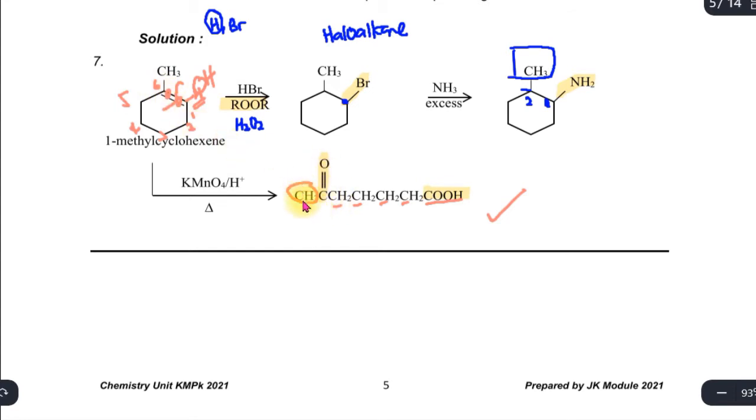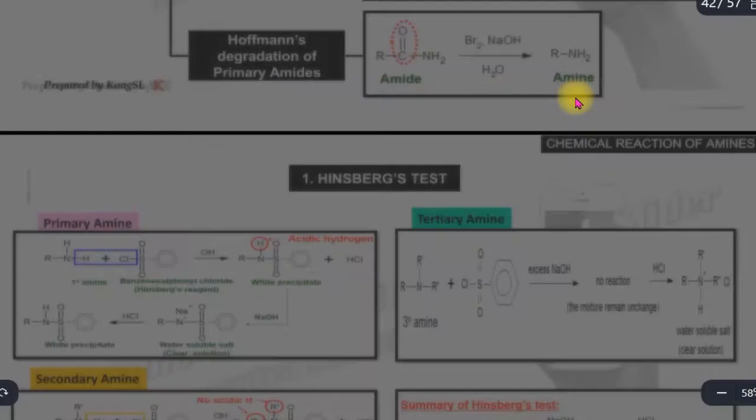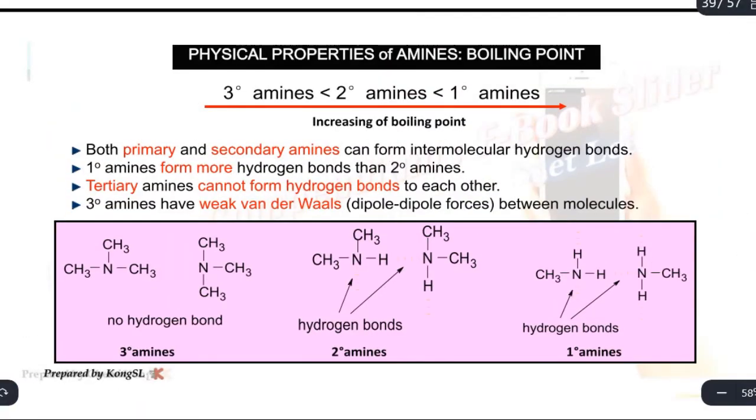So for oxidative cleavage using KMnO4, we have to check: after forming the C double bond O, is there any hydrogen attached to that carbon? If yes, it will continue to oxidize and become carboxylic acid. If no, it will remain as ketone. If after cleavage it remains CH2, it will form CO2 plus H2O. If you forgot already, you can check by IG or Facebook. Look at the slide here.